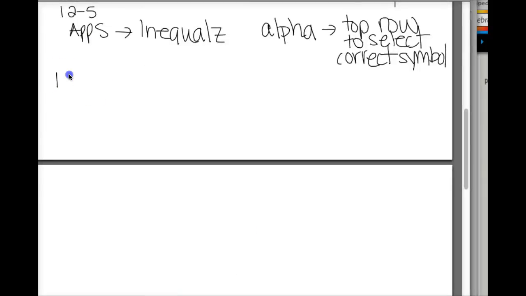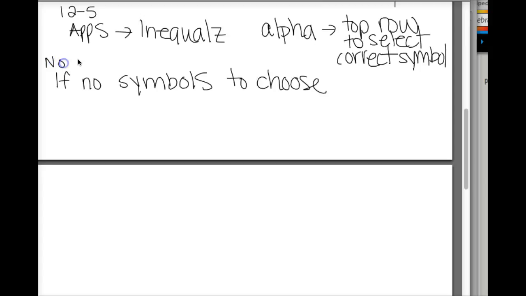So if you have a calculator like mine here, where there are no symbols to choose under the app, under the no app category, so if no symbols to choose, then you're going to select this when you want a less than or a less than or equal to, and you're going to select this, I didn't draw that very well, what looks like this for greater than or equal to.